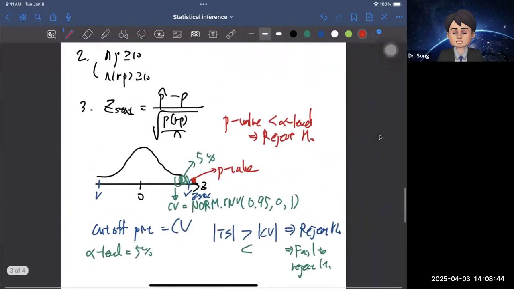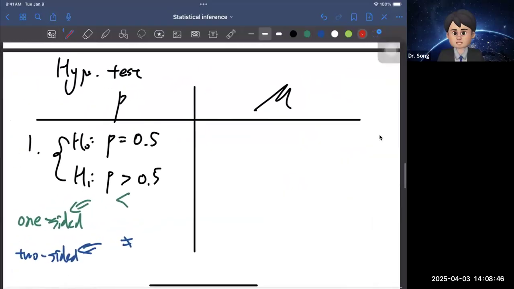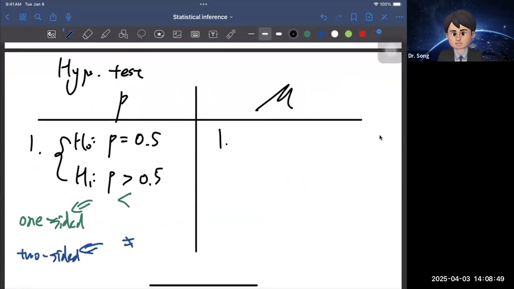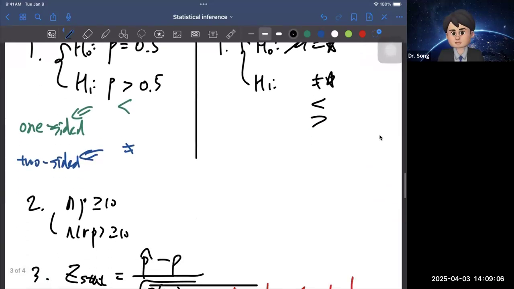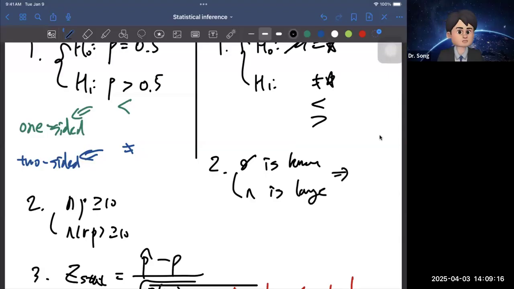Okay. Now, let's talk about the hypothesis test for the mean. Same as before, same as for a proportion, you set up the null hypothesis and alternative hypothesis: mu equals something, and mu is not equal to something, that's two-sided, or less than or greater than. You figure out whether the alternative hypothesis is less than, greater than, or not equal to from the question. And then as a second step, you check the conditions: whether sigma is known, and whether n is large, which is greater than 30. If these two conditions are satisfied, then you can use a normal distribution.